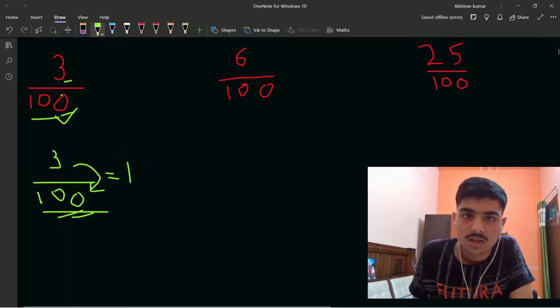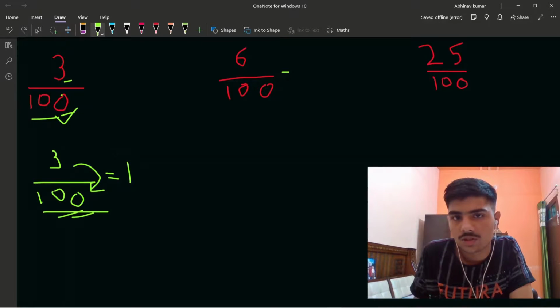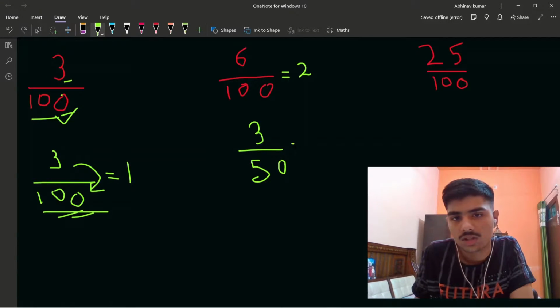In the next case, the GCD of both of them is going to be 2, which means we can divide both of them by 2. If we divide 6 by 2, it is going to be 3. If we divide 100 by 2, it is going to be 50. Now the GCD of 3 and 50 is going to be 1, so we are not going to divide them further. The answer will be the denominator, so the answer in this case is going to be 50.